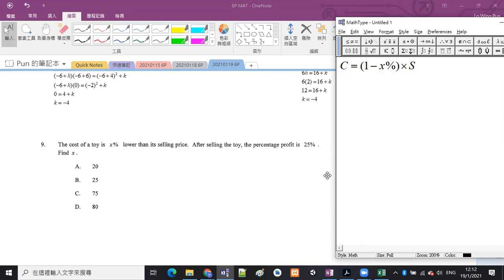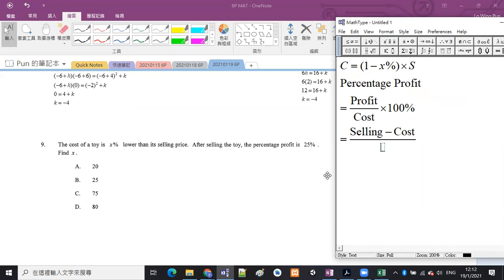the percentage profit is 25%. We must remember how percentage profit is calculated. Percentage profit is equal to the profit over the cost times 100%. What is the profit? Profit is how much money is earned, here the selling price minus the cost price, divided by the cost price, times 100%.